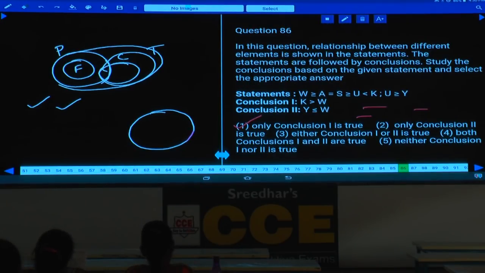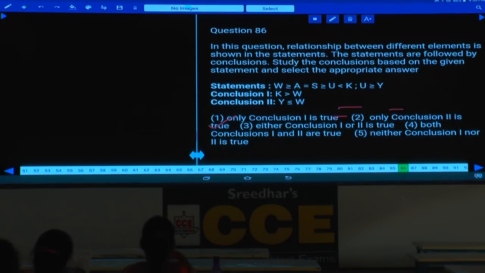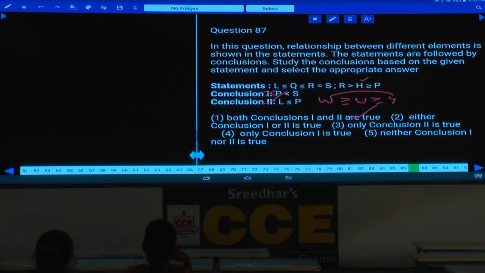Then, 86 to 89. Now, these questions are based on inequalities. Now, the relation between W and K. Between W and K, there is 1 greater than, 1 lesser than, 2 opposite symbols, no relation. Next one, second one, Y and W. W is here and Y is here. What is the element which is common? U is common. Hence, between W and U, W greater than or equals to U, U greater than or equals to Y. Hence, what is the answer here? W greater than or equals to Y is true. Y lesser than or equals to W is also true. Hence, what is your answer? Only conclusion 2 follows. Only conclusion 2, choice 2. 86, choice 2.